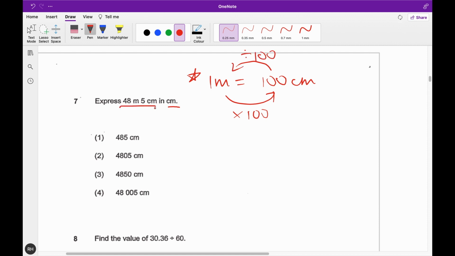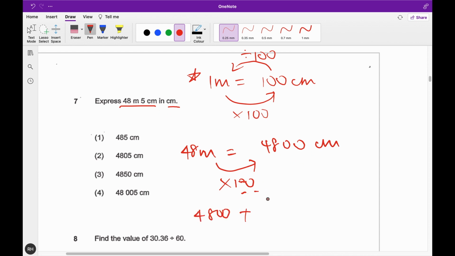Okay, so we have 48 meter and 5 cm. So we're going to change 48 meter into cm. Okay, so we have to times 100. So 48 times 100, we have 4,800 centimeter. So 4,800 centimeter plus our 5 centimeter over there, that would give us 4,805 centimeter. So answer is option 2.